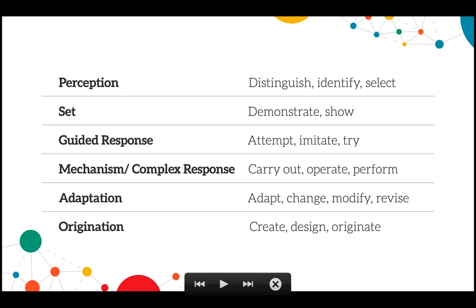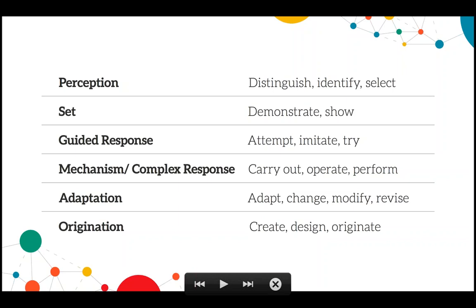Climbing up the ladder, the next one we have is set. Set focuses on the student's readiness to begin or act. So they're right there. Verbs like demonstrate and show, or begins, displays, explains, reacts, shows, or states. Those are some that are set. They're coming from perception, where they're just getting the idea, and they're on the cusp of beginning to do the do part of whatever objective you want them to do.